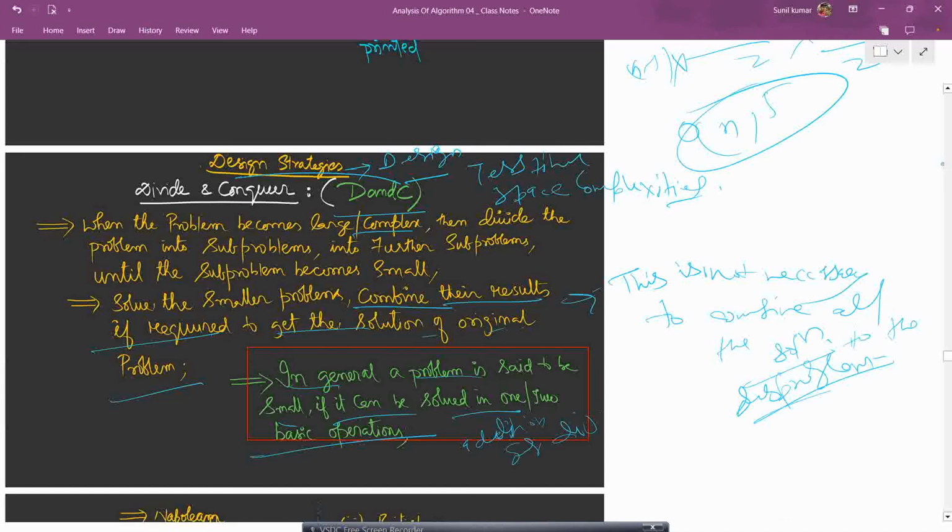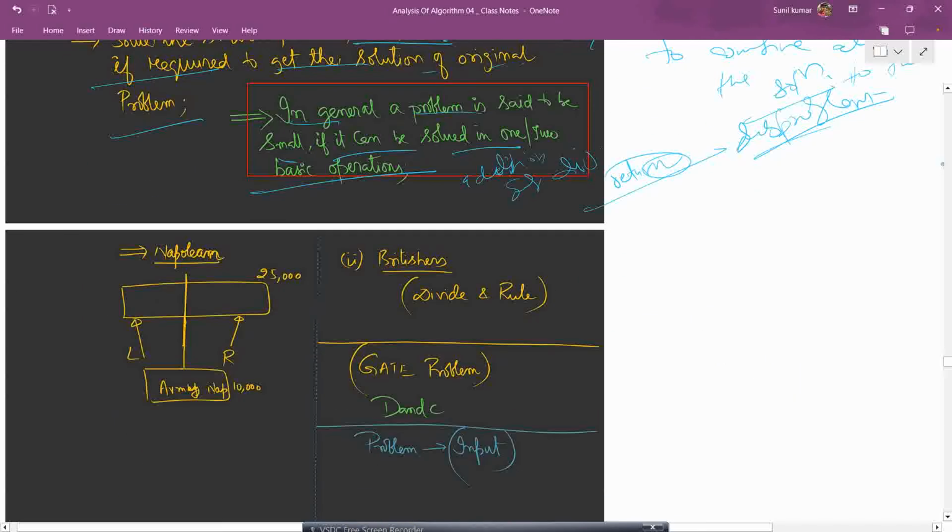Subtractions, division, and we can say return. These are some basic operations. So this is called the small problem.